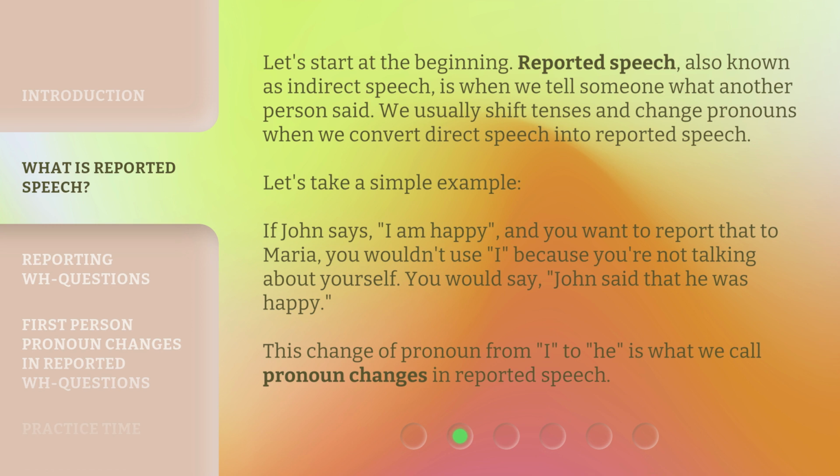Let's take a simple example. If John says, "I am happy," and you want to report that to Maria, you wouldn't use I, because you're not talking about yourself. You would say, "John said that he was happy." This change of pronoun from I to he is what we call pronoun changes in reported speech.